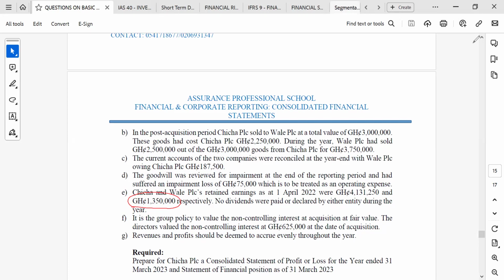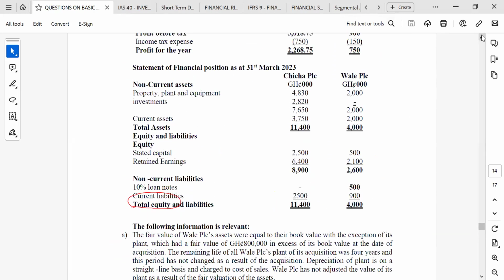They have given us the retained earnings of Wale at the reporting date, which is 1350. Let's come here. The closing retained earnings is 2,100, but included in this one is a profit for the year of 750. So for the retained earnings at the beginning, just subtract the 750 from the total there. We have done that already, so that will still give you the 1350. So what we have done is correct.